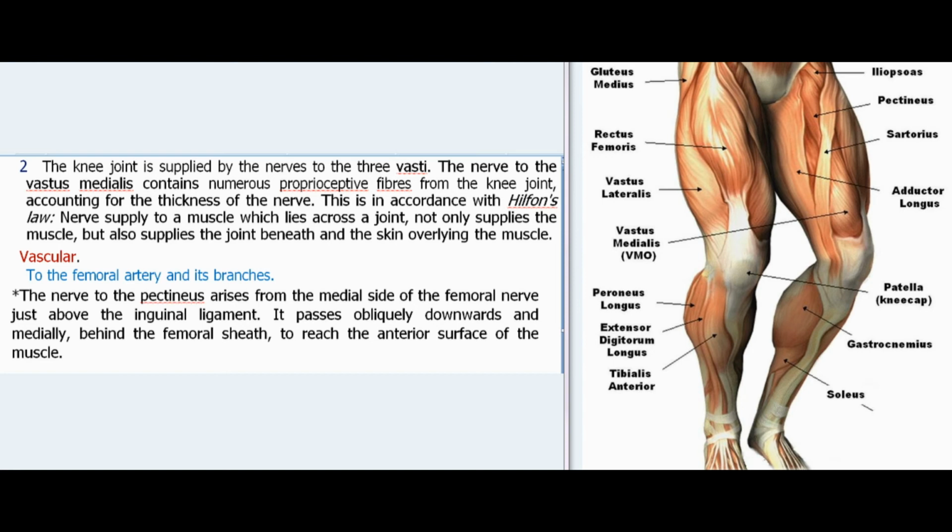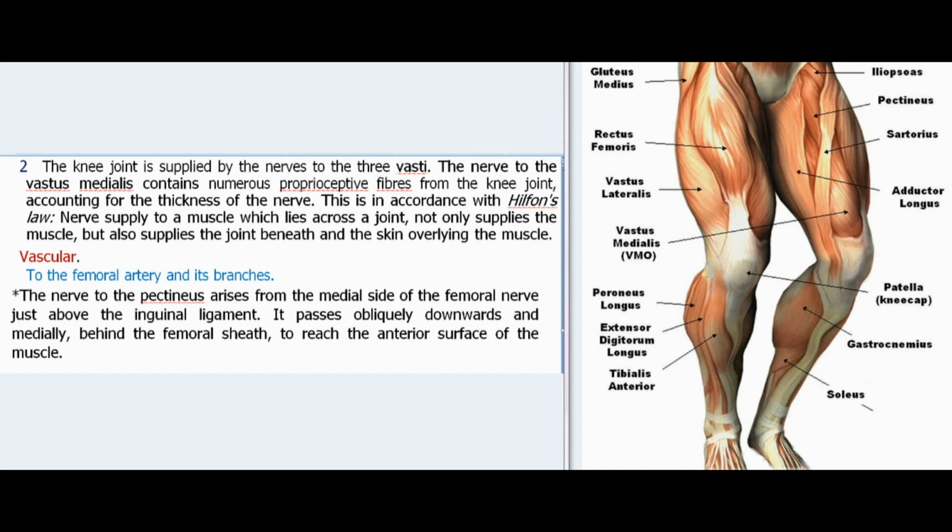The nerve to the vastus medialis contains numerous proprioceptive fibers from the knee joint, accounting for the thickness of the nerve. This is in accordance with Hilton's law. Nerve supply to a muscle which lies across a joint not only supplies the muscle, but also supplies the joint beneath and the skin overlying the muscle. Vascular. To the femoral artery and its branches.